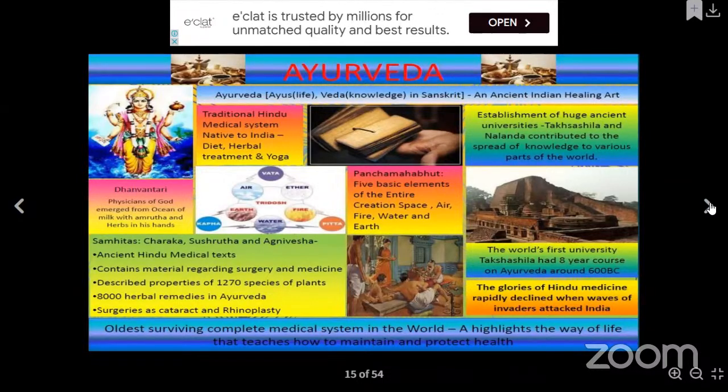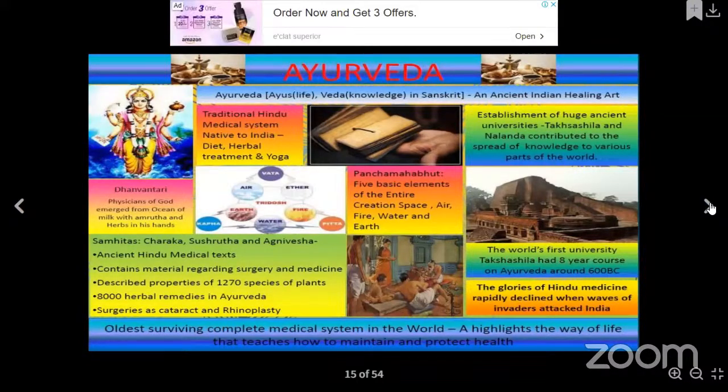Next, Ayush. If you take Ayurveda, the definition is: Ayu means life, Veda means knowledge. In Sanskrit, Ayurveda means knowledge of life. You can say that an ancient Indian healing art is known as Ayurveda. There are the Chaturvedas in the Mahabharata and all.